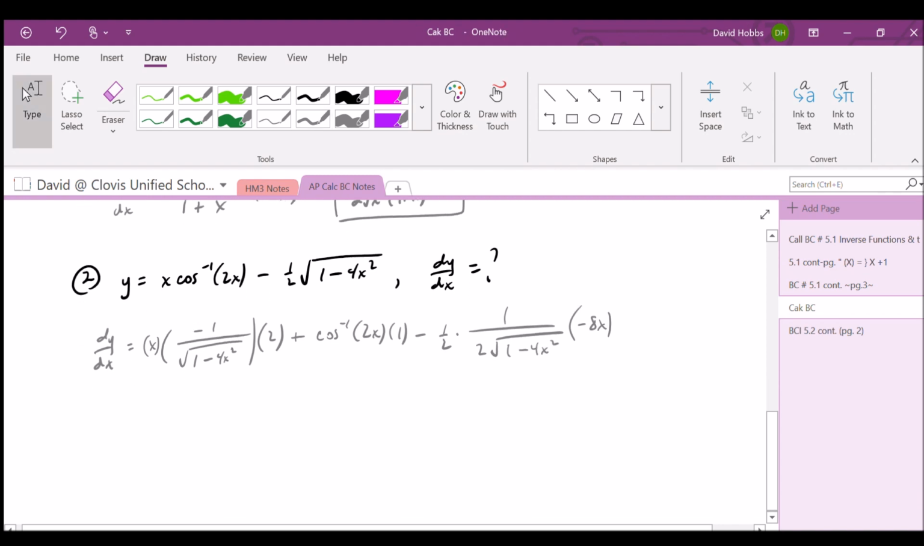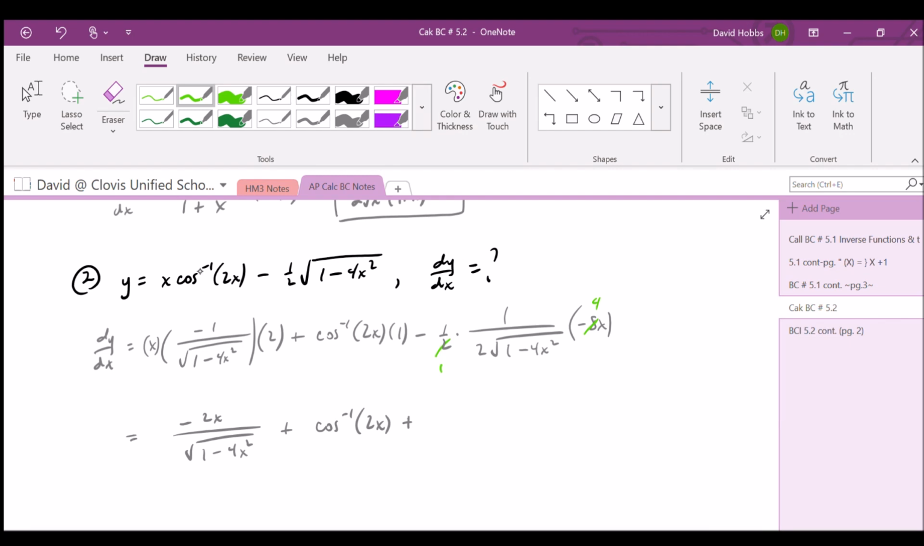Okay, so if we clean this up, we've got negative 2x over square root of 1 minus 4x squared, plus inverse cosine of 2x. Here's a minus 1/2 times, and there's another minus, so it's a plus. And let's see, the 2's and the 8's are actually going to reduce, so that 2 reduces there, and this 2 reduces with that and with the 4. Now I have, sorry, it's not negative, it's positive: positive 2x over square root of 1 minus 4x squared.